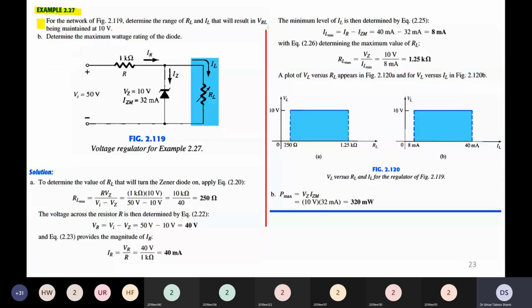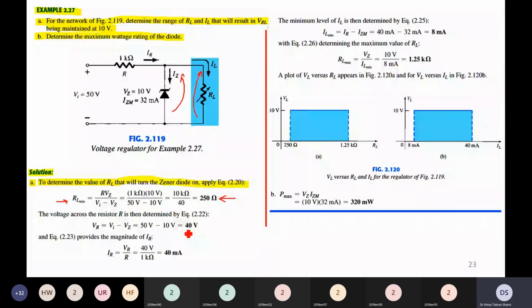So now we will come to example number 2.27. The statement of the example is, part A: for the network of figure 2.119, determine the range of RL and IL that will result in VRL being maintained at 10 volts. So we have to find the maximum and minimum range of RL, and the maximum and minimum range of IL that will result in VRL being maintained at 10 volts. And the second part is, determine the maximum wattage rating of the diode.